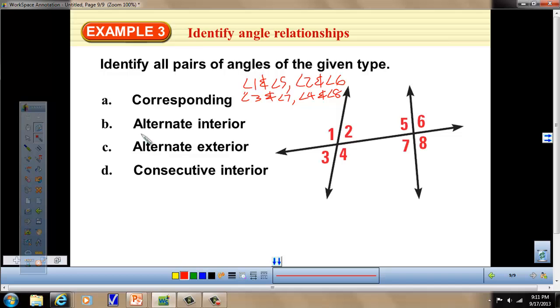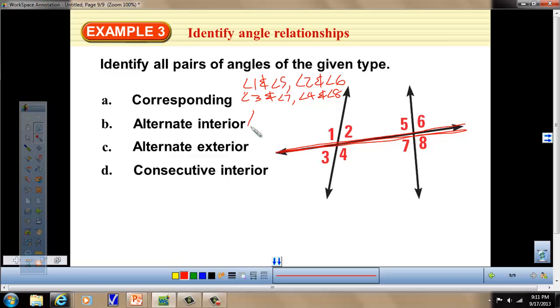Alternate just means it's on alternate sides of what we call the transversal. In this case, the transversal is this line right here. Okay? So if that's the transversal, we're going to look at alternate sides of the transversal, and when we say interior, we're talking about these angles right here, 2 and 4, 5 and 7, on alternate sides.